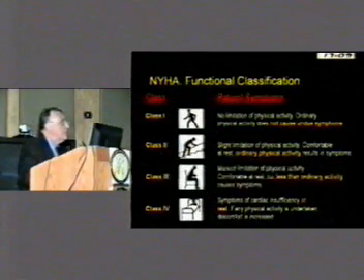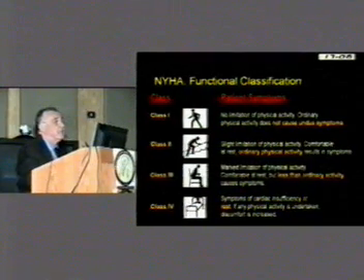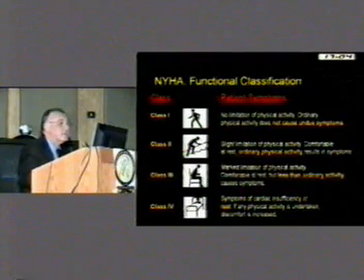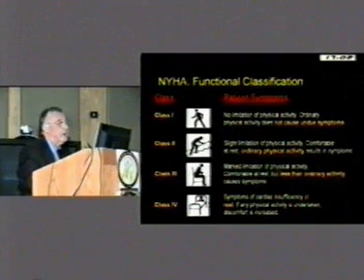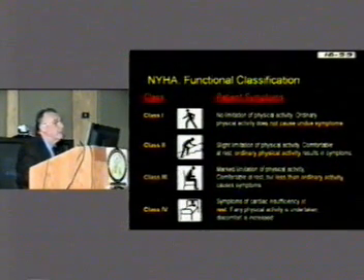النيها classification, the new heart association classification, Dr. Medhat mentioned this, but I'm going to revise this point again. And طبعا pulmonary hypertension is a difficult task.